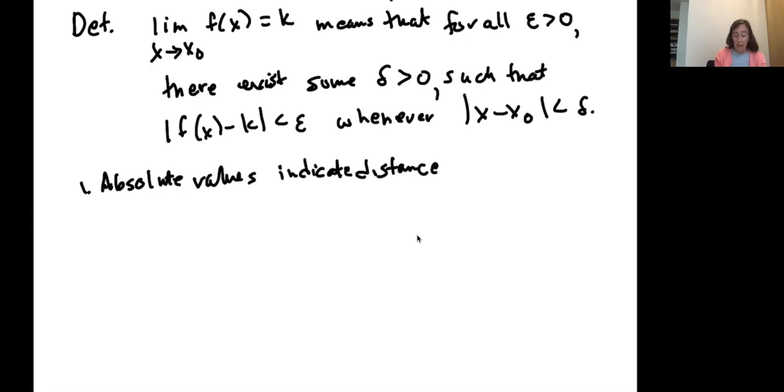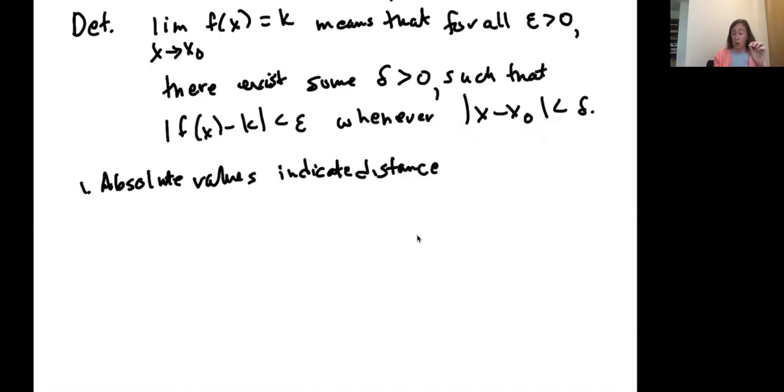So when we say that the absolute value of f of x minus k is less than epsilon, what we're saying is the distance between f of x and k is less than epsilon. So k is within, sometimes we'll say, an epsilon neighborhood of f of x. And same here, this absolute value is also just indicating distance.